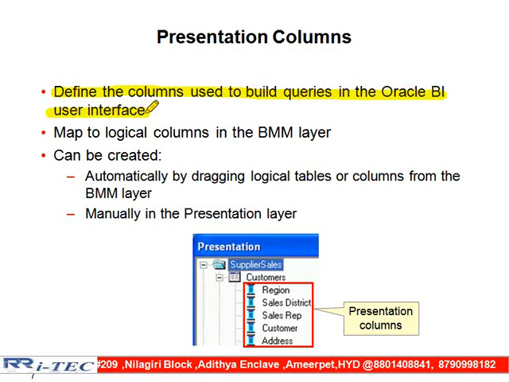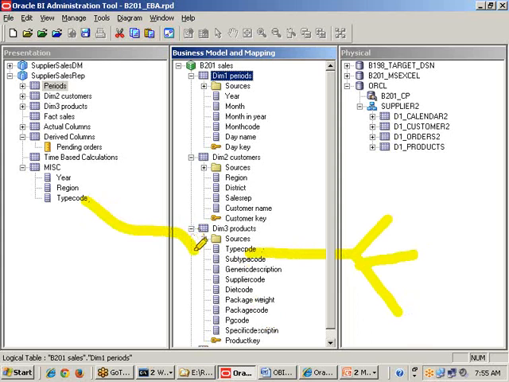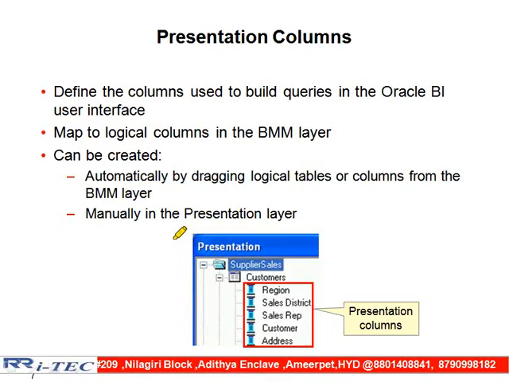Whereas one logical column may be mapped with multiple what, sir? Physical columns. One logical column is mapped here with multiple physical columns. But here one presentation column is strictly mapped with what, sir? Only one logical column. So 1:1 this is, and 1:n. So one logical column may be mapped with n number of physical columns, whereas one presentation column is mapped with only one logical column. That's what I mean to tell.